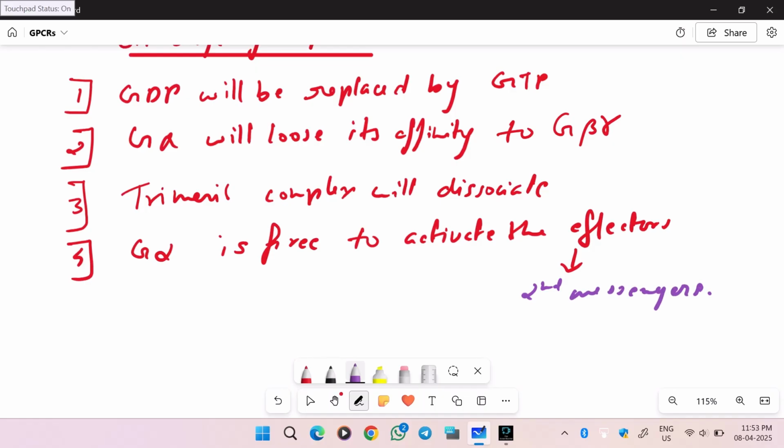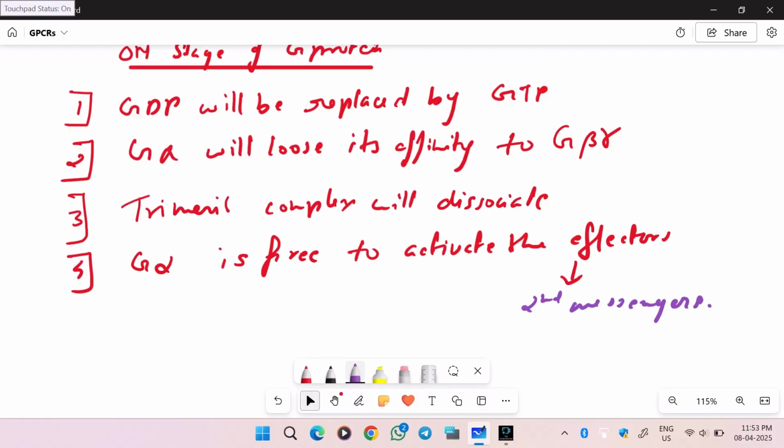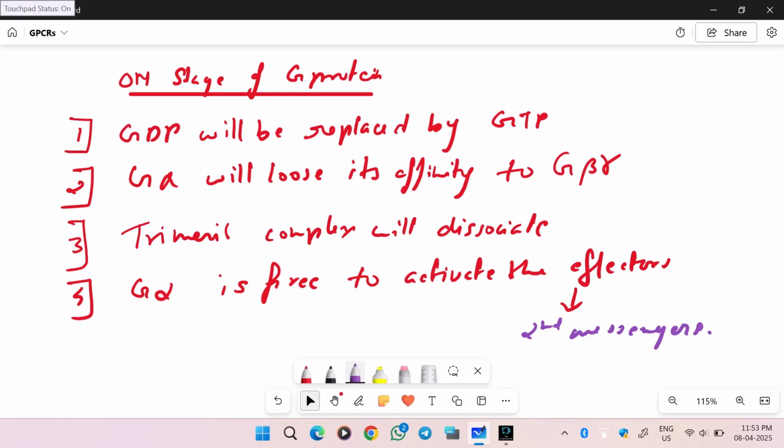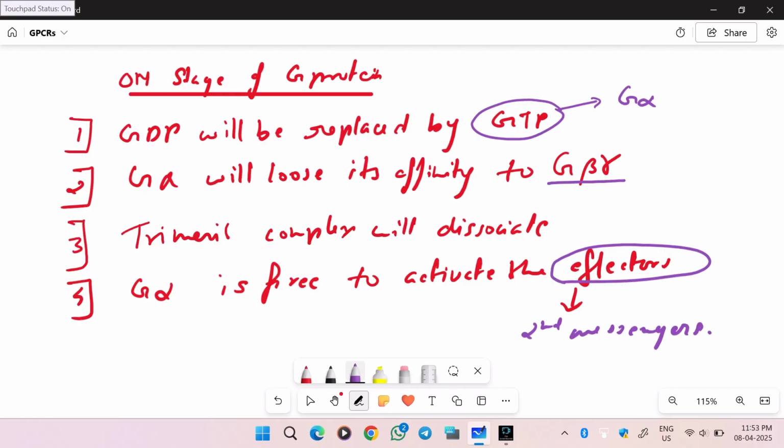So this is about the on stage of our G protein. On stage, one, GDP will get dissociated and GTP will get associated to the G alpha subunit. Then G alpha will lose its affinity to G beta and G gamma. They get separated. That is, the trimeric complex will dissociate, and G alpha is free to activate the effectors, and these effectors are essentially the second messengers.